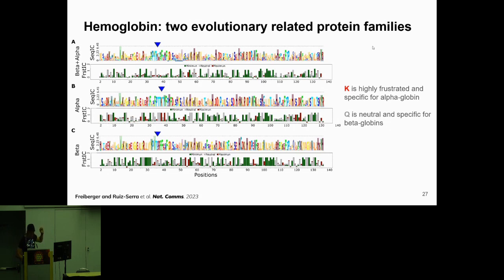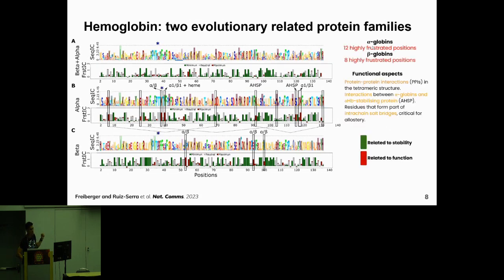So if we check all the positions that are tall and red, we were able to link them all to protein-protein interaction sites within alpha and beta, alpha and a chaperone that prevents it from misfolding, alpha and heme, and so on and so forth. But then, what was first, the lysine or the Q?